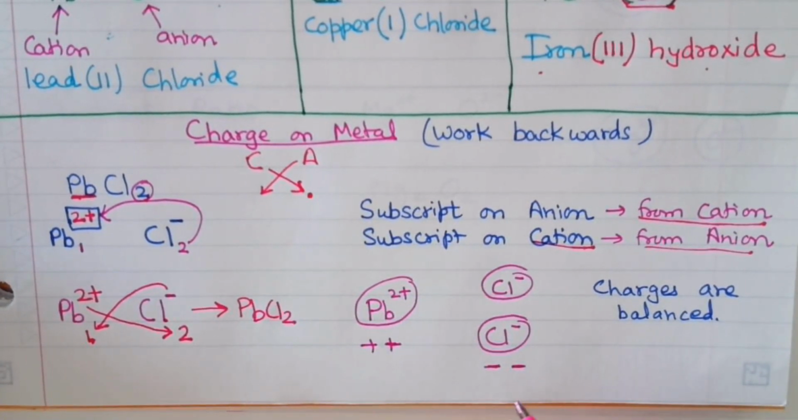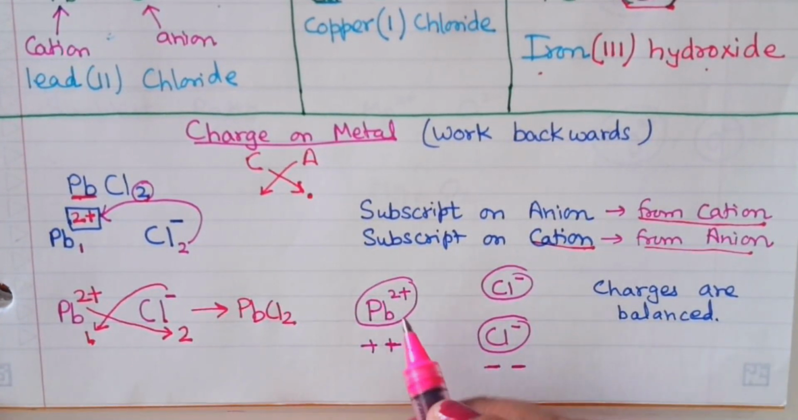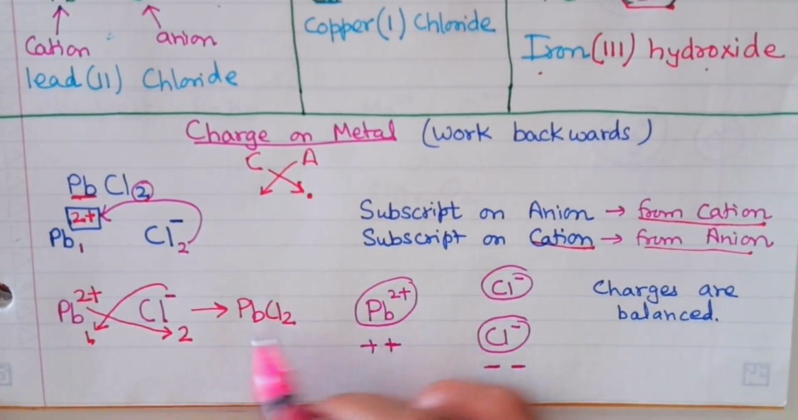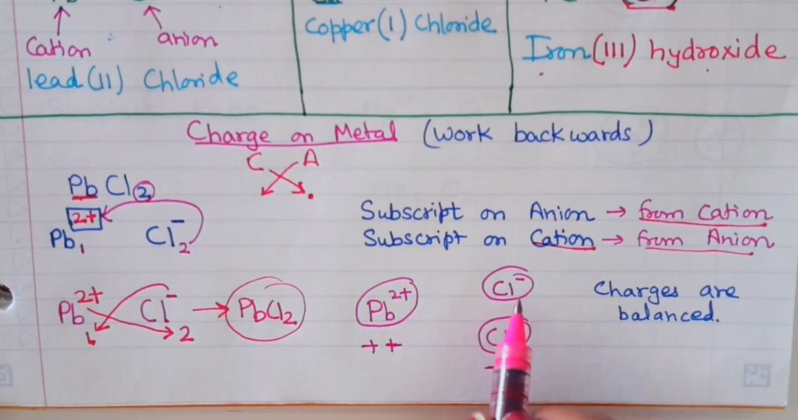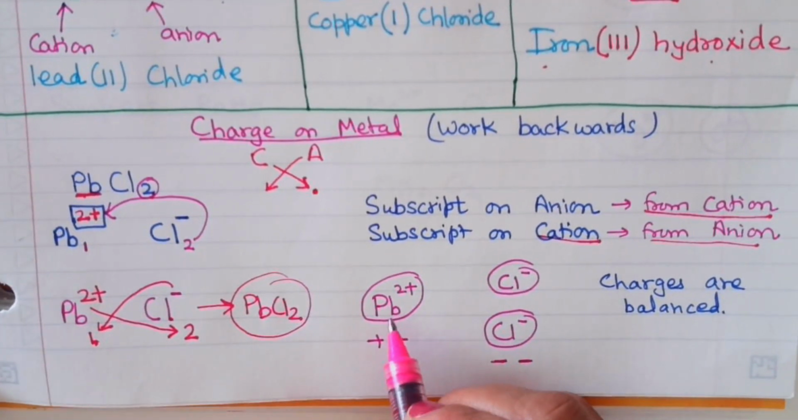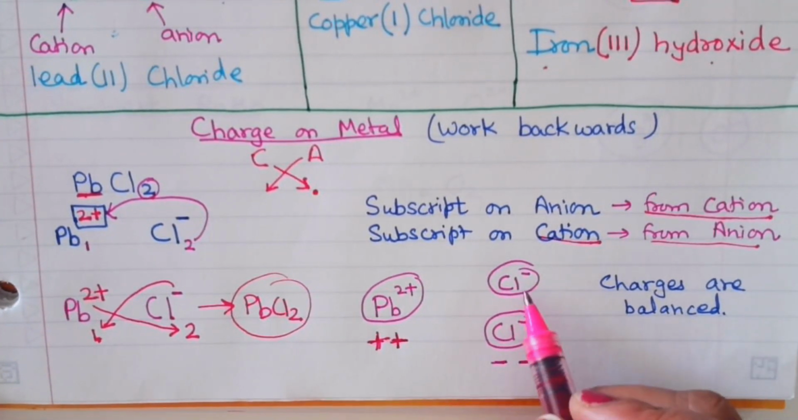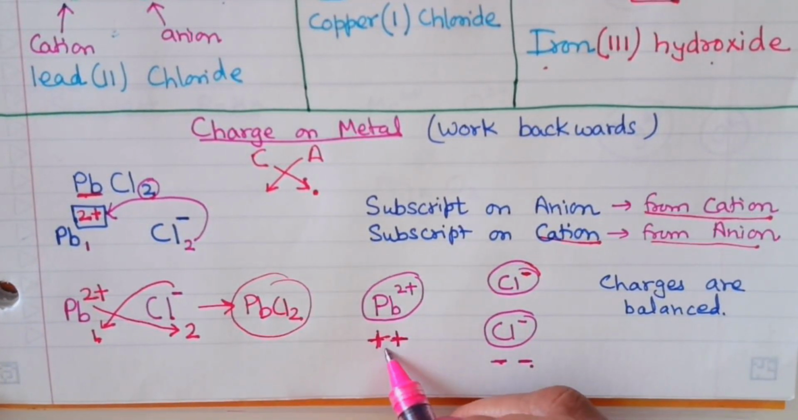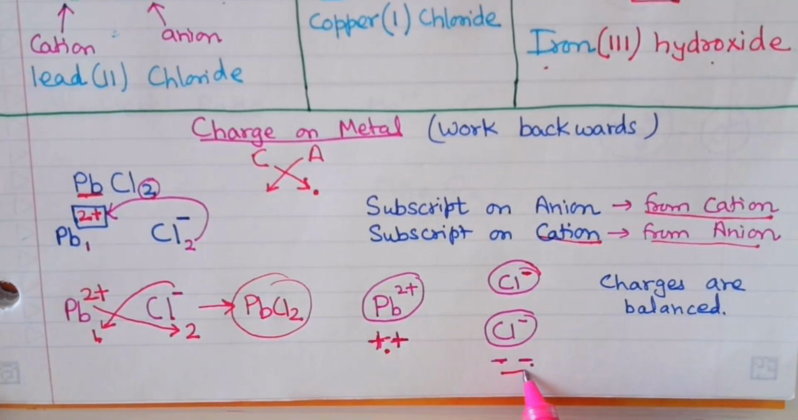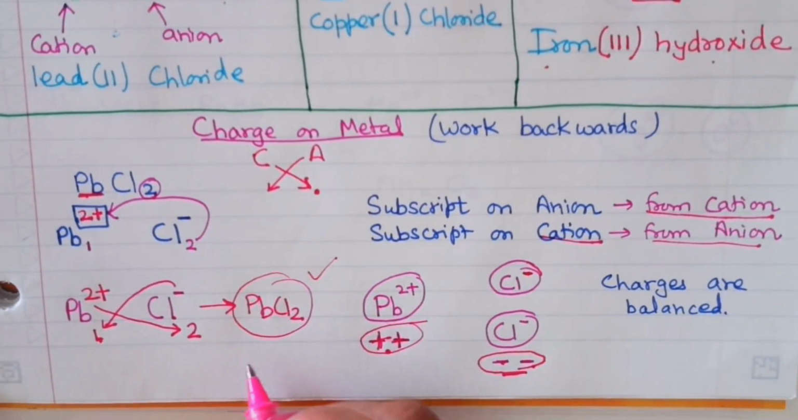So now the whole crisscross thing is to neutralize the charges, right? So if you look at PbCl2, it means we have 1 ion of Pb and 2 ions of Cl. The single lead ion has +2 charge, so it has 2 positive charges, right? And each of the chlorine has 1 negative charge, so 2 negative charges. 2 positive charges are balanced by 2 negative charges, right? And the compound is electrically neutral.